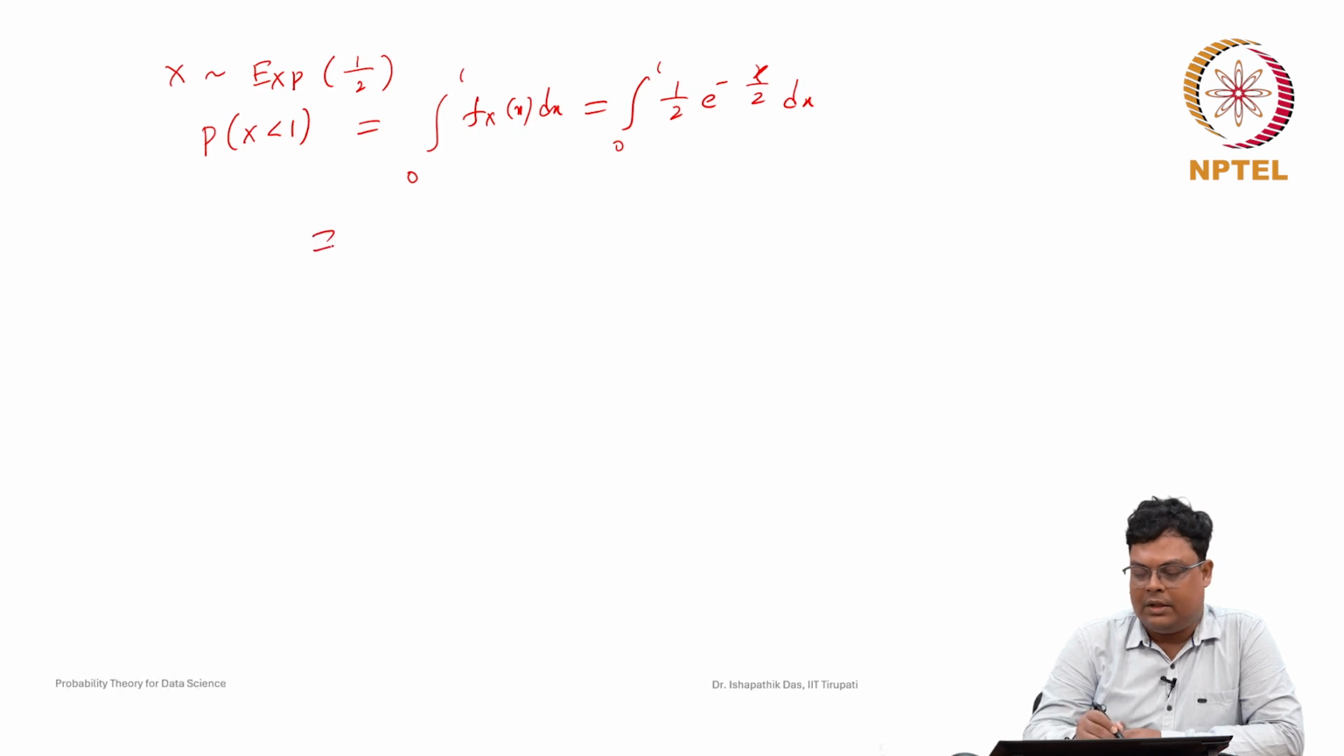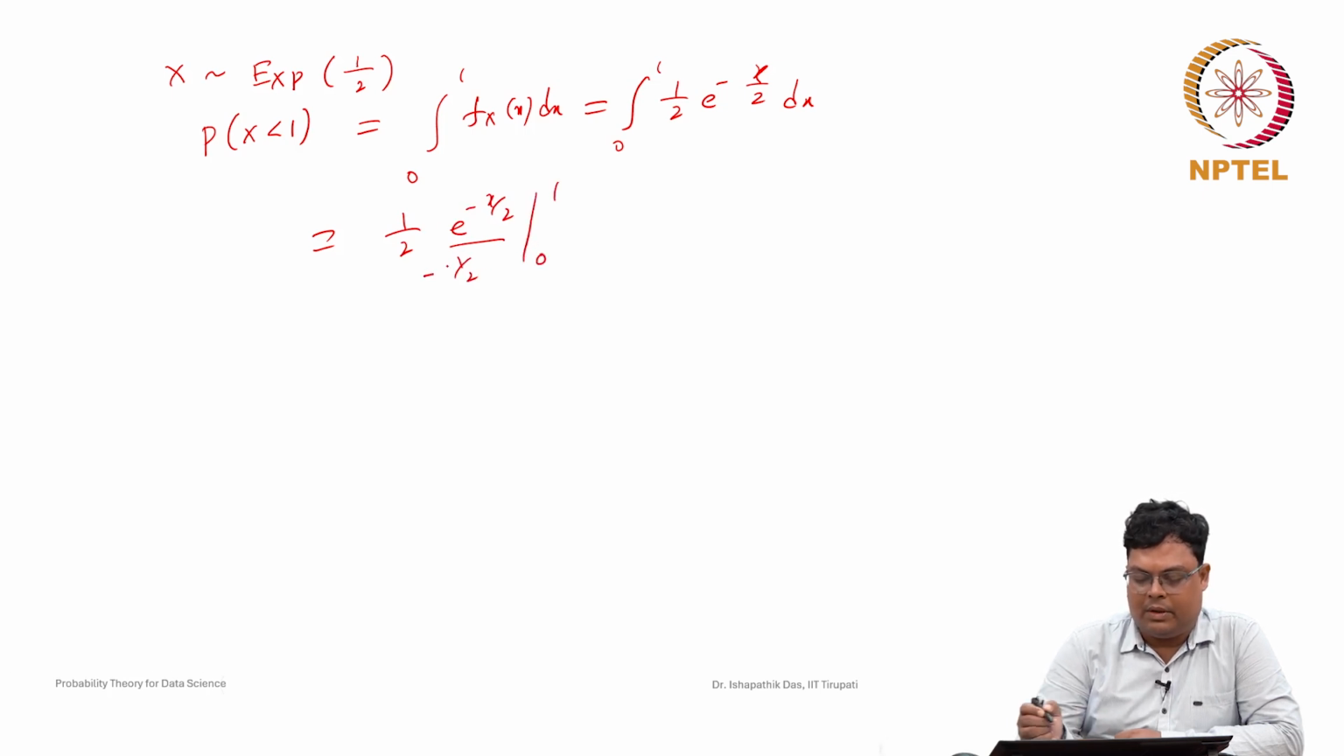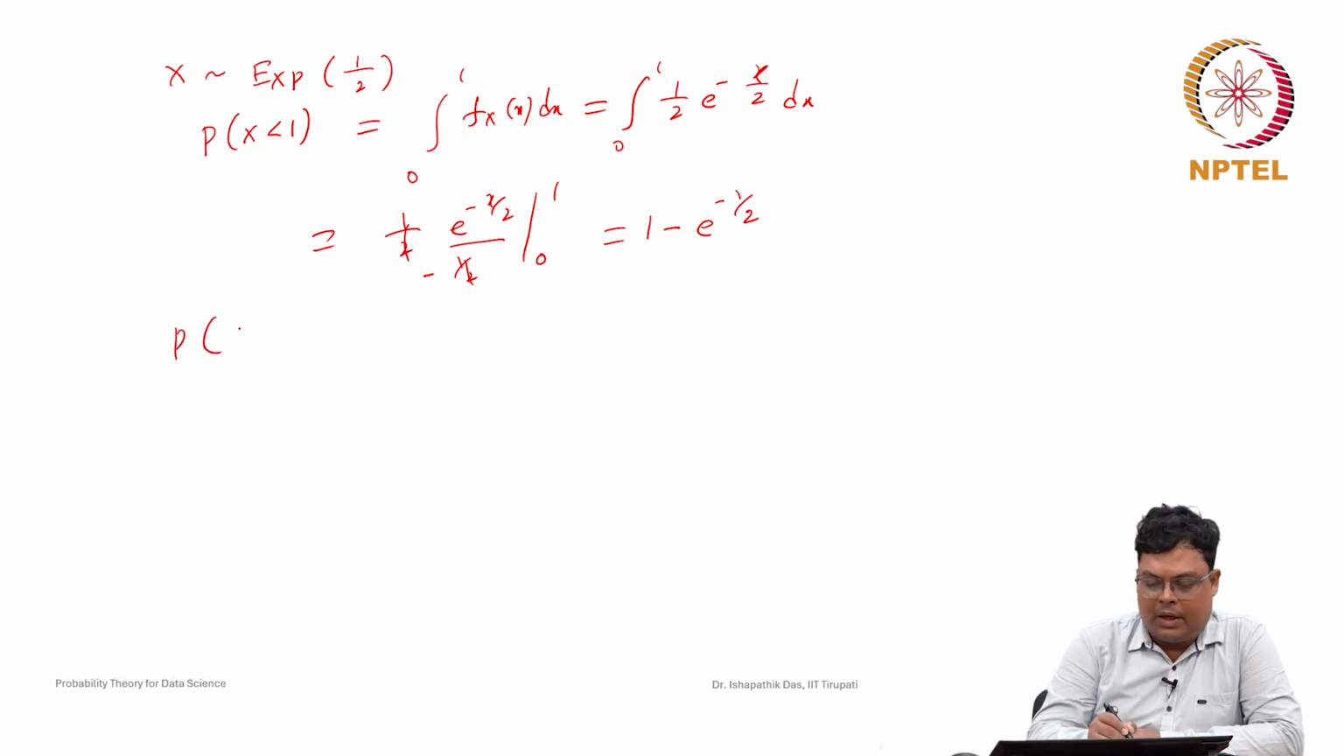Then if we take the integration, 1 by 2 e to the power of minus x by 2 divided by 1 by 2 again, from 0 to 1. There is a negative term also, so this is cancelled. Now, because of the negative at 0, it will be 1 minus e to the power of minus 1 by 2. Now, what will be the probability of X less than 2? Similarly, we do the integration from 0 to 2 of f(x) dx, which is the integral from 0 to 2 of 1 by 2 e to the power of minus x by 2 dx.